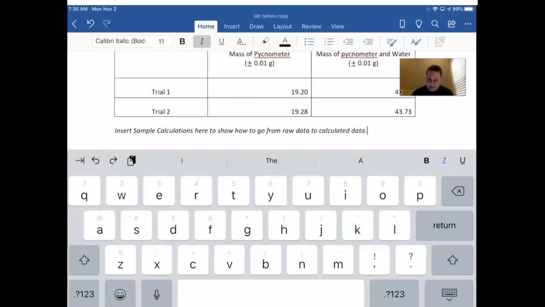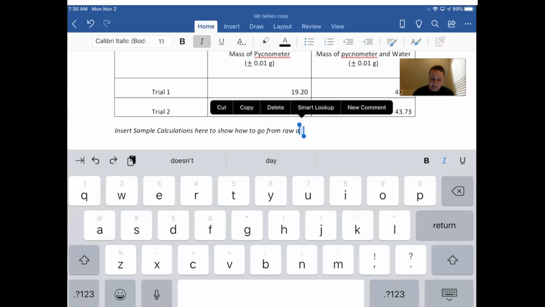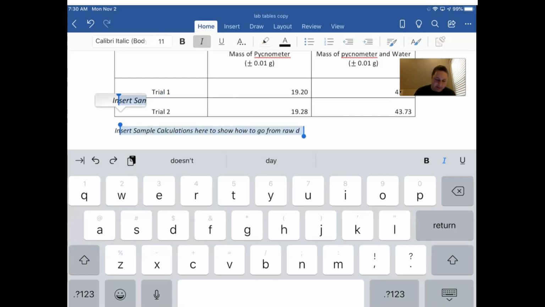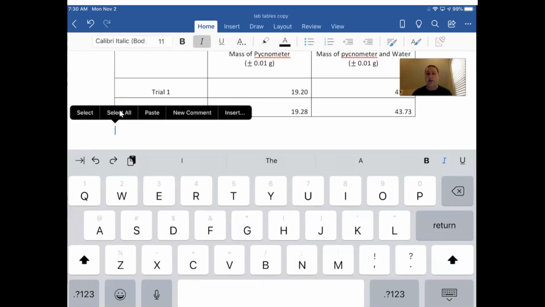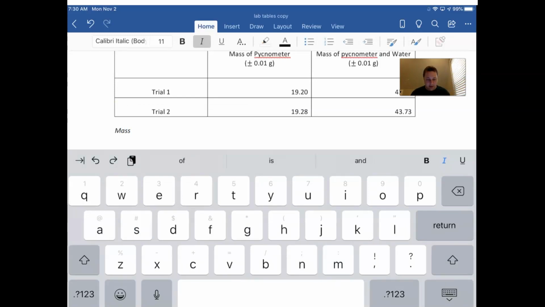I'm going to get rid of where it says insert sample calculations, because that was just a note for me. So let's cut that, and I'll give it two more lines. Okay, I want to put in the first sample calculation that shows how I got the mass of water. I'm first going to type in words what I'm going to get: mass of water.